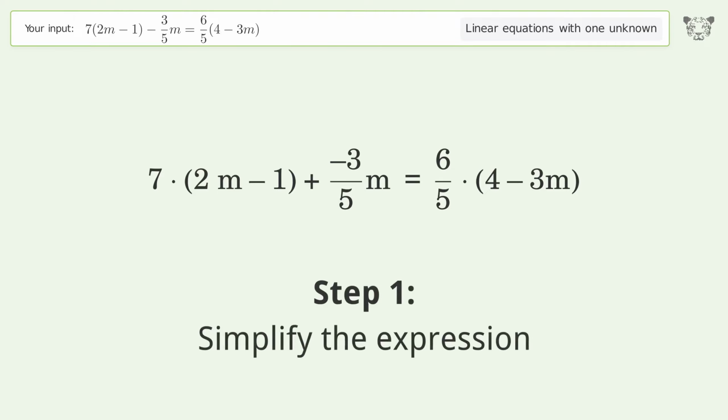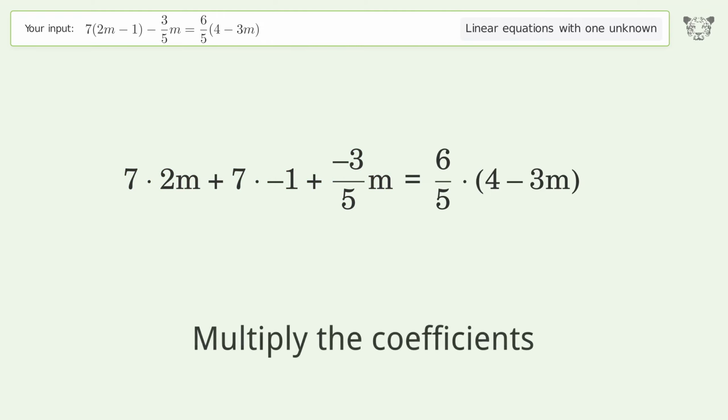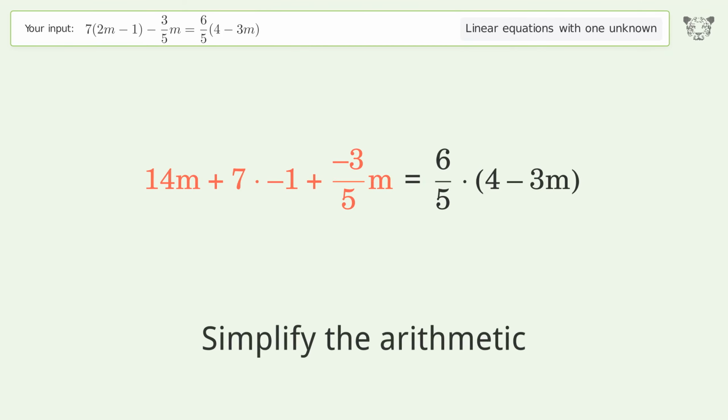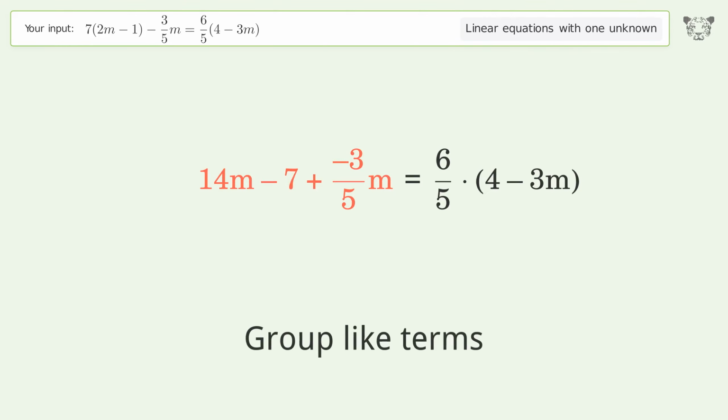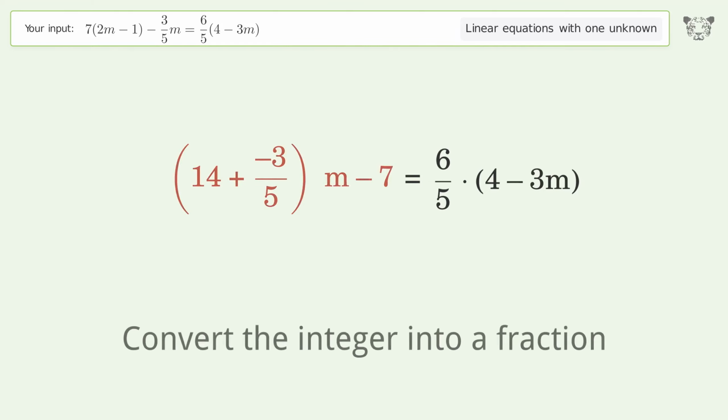Simplify the expression. Expand the parentheses. Multiply the coefficients. Simplify the arithmetic. Group like terms. Group the coefficients. Convert the integer into a fraction.